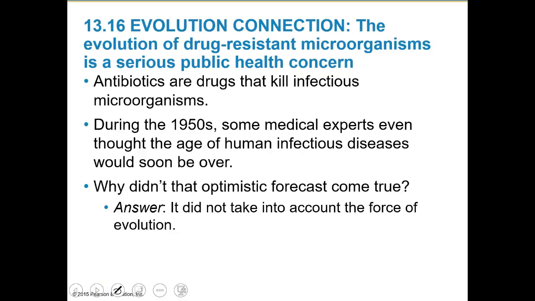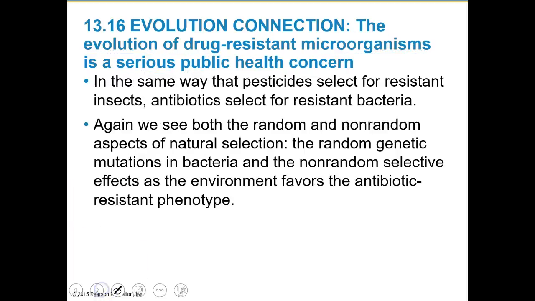So those are lots of different types of selection that we'll look at as we move forward. The last little bit that we're going to talk about is an evolution connection. One of the things we talked about a little bit is the evolution of drug-resistant microorganisms as a public health concern. Antibiotics are drugs that kill infectious microorganisms. During the 1950s, some medical experts even thought the age of human infectious diseases would be over. But why didn't that optimistic forecast come true? Because it didn't take into account the force of evolution. So what happened?